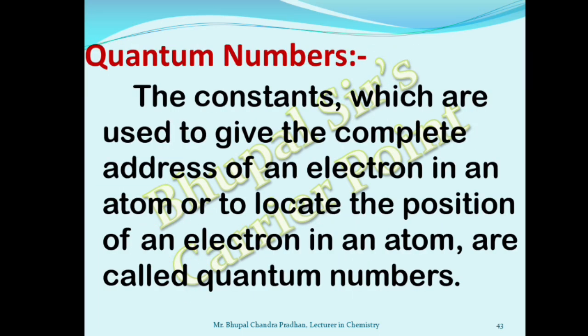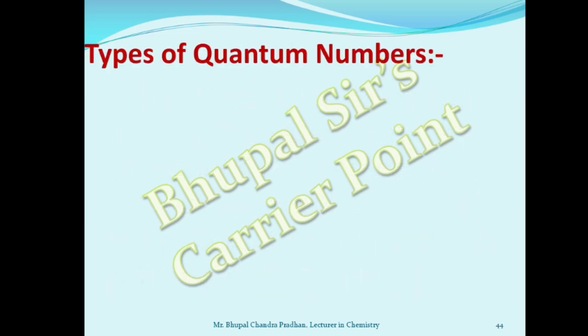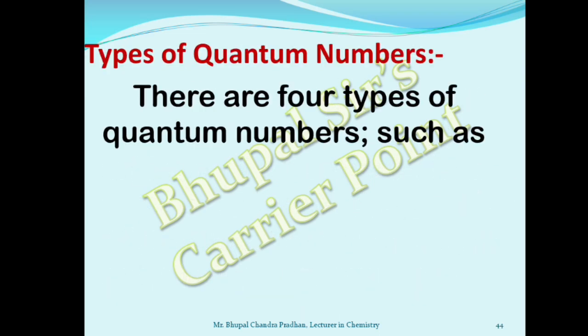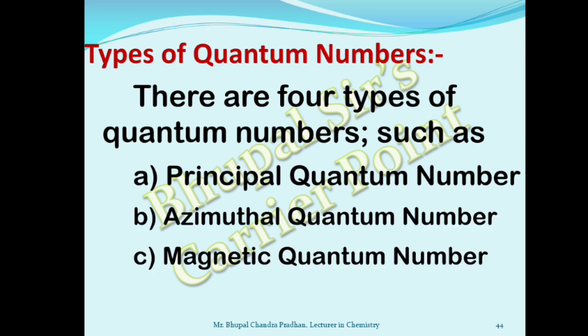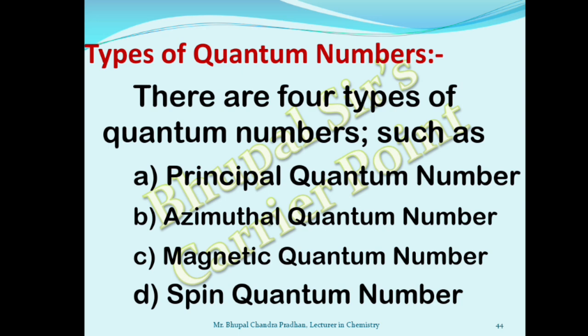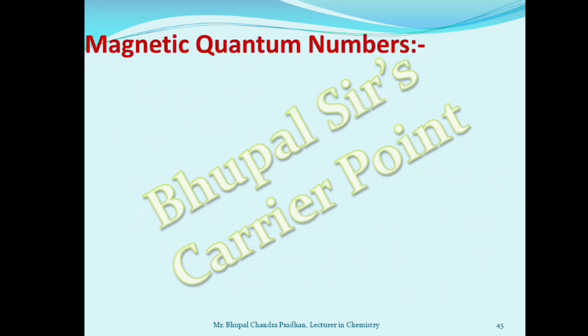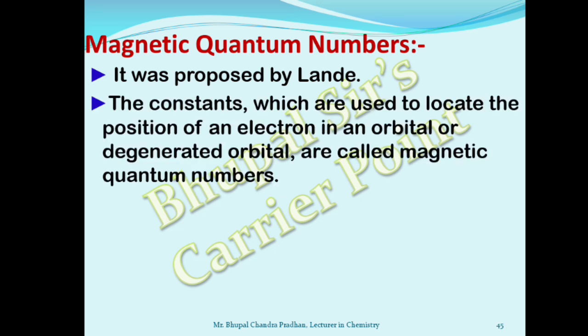Quantum numbers: the constants which are used to give the complete address of an electron in an atom, to locate the position of an electron in an atom, are called quantum numbers. There are four different types of quantum numbers, such as principal quantum number, azimuthal quantum number, magnetic quantum number and spin quantum number. As per the question, it is asked to describe about the magnetic quantum number. It was proposed by Lande. The constants which are used to locate the position of an electron in an orbital or degenerate orbital are called magnetic quantum numbers. It is denoted as m.